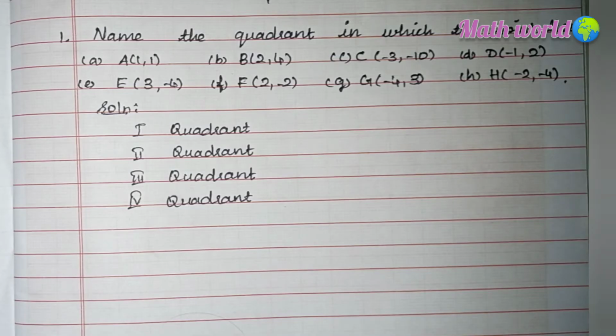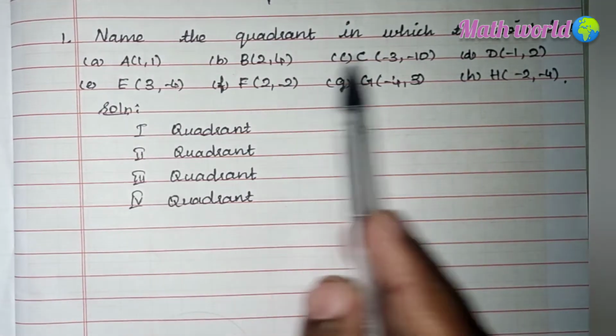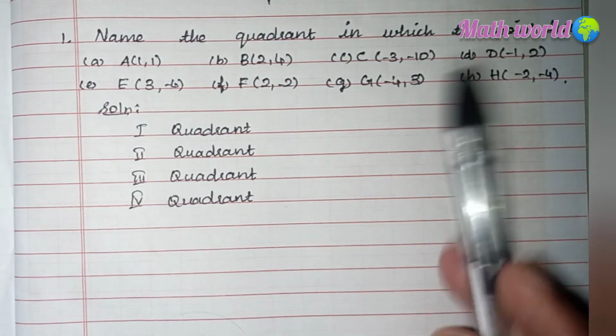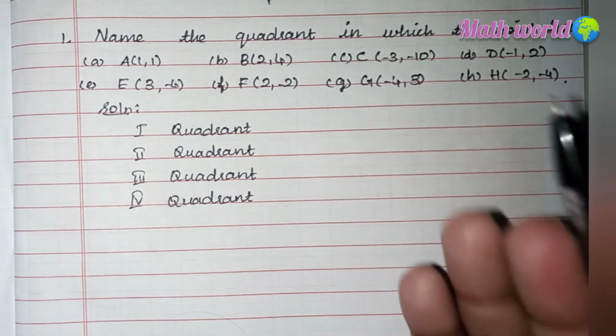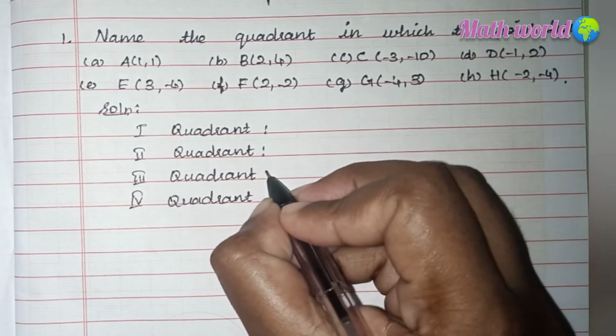This is question number 1. Name the quadrant in which the point lies. They have given you 8 different points. We should segregate which quadrant each belongs to. So let me see first.